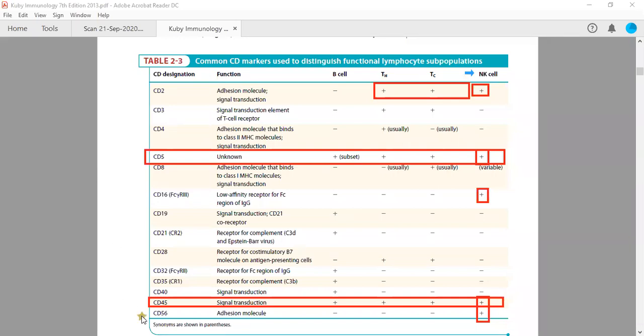This can be asked as a question: which of the following CD molecules is characteristic of a natural killer cell? So CD56. You will recognize a natural killer cell by CD56, because if you remember, we also discussed that CD16 molecules are also present over macrophages. In the last class, we discussed macrophages.